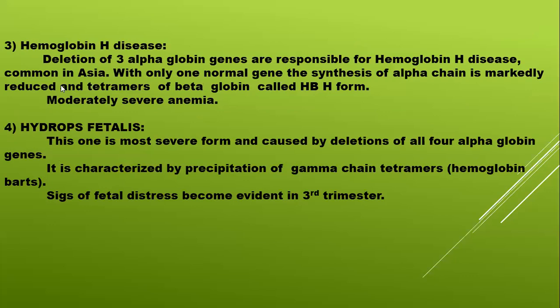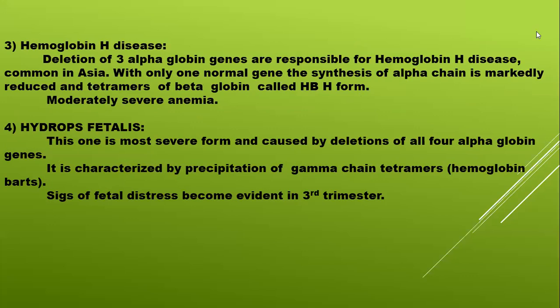The third form of alpha thalassemia is hemoglobin H disease. There is deletion of three alpha globin genes, which are responsible for hemoglobin H disease. This is common in Asia.